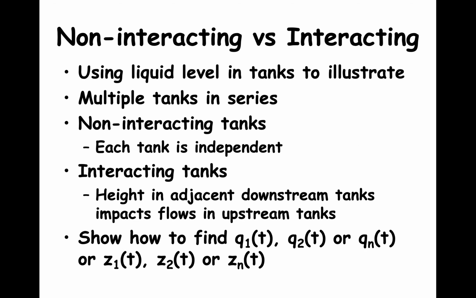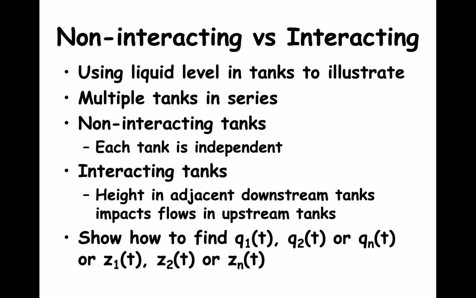We will use liquid level tanks to give a physical meaning to the process we will use by combining multiple first-order process elements in series. We will combine multiple tanks in series, and we will start in the next video with non-interacting tanks, which we will define as tanks that are independent of each other, which really means that the flow and the liquid level in upstream tanks are not dependent on flow and liquid level in the downstream tanks.